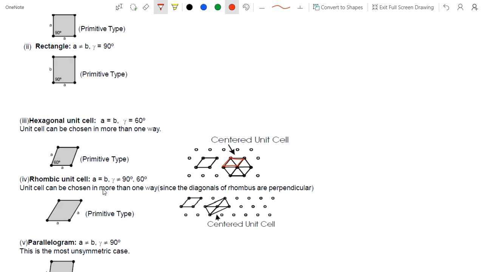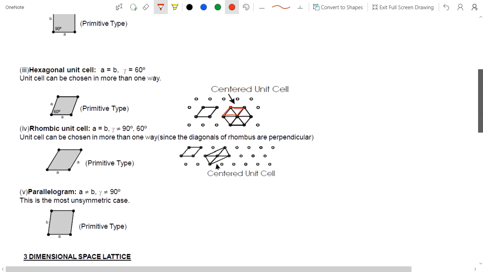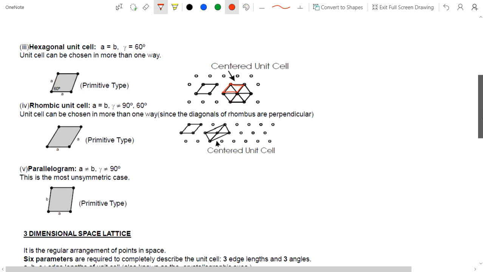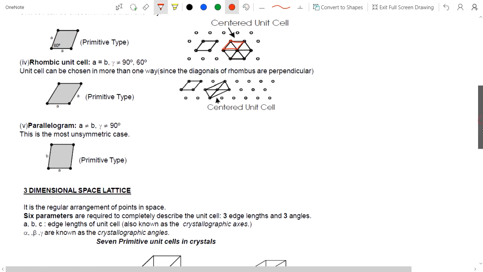The fourth one is called rhombic unit cell, in which again the sides will be equal but the angle cannot be 90 or 60, because if the angle is 90, then it becomes square type of arrangement. If the angle is 60 degrees, then the arrangement becomes hexagonal arrangement. And the fifth arrangement that we are going to talk about is called parallelogram. In this case, A and B are not equal, and also the angle between them is not equal to 90 degrees. Because again, if the angle is 90 degrees, the arrangement will become rectangle.